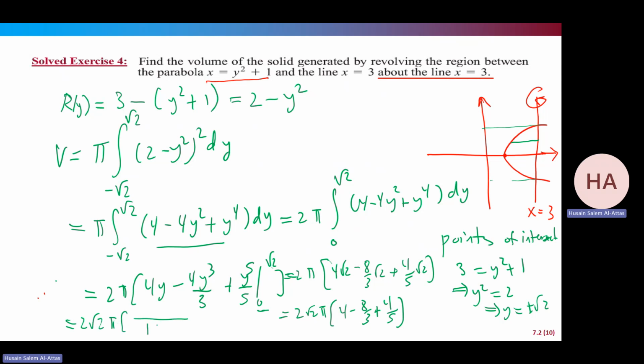Yeah, that gives me what? 2 pi times square root of 2 times, this one over 15. I have 60. 15 times 4 is 60. 5 times 8 is 40. And then 15, 3 plus 12. So I have what? 2 pi square root of 2 times, this is what? 60 minus 40 is 20, plus 12, 32, times 2. That will be 64 square root of 2 pi over 15. Okay.